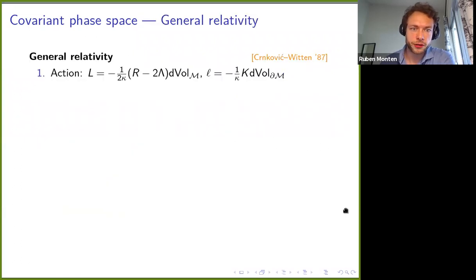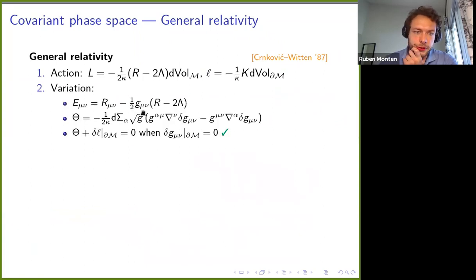So let's do this for general relativity. The action is well known. It's just the Ricci scalar minus 2 lambda, the cosmological constant, and there's a boundary term, which is the extrinsic curvature. Kappa here is 8 pi times Newton's constant. And we do the variation as usual.